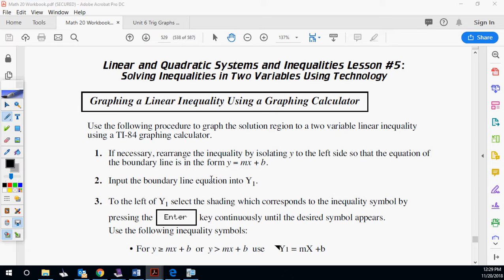Okay. If necessary, rearrange because you want to have it in terms of y equals. So to use the calculator, you have to have y by itself. That's the first thing you've got to know. Have y by itself. Second thing, input the boundary line of the equation into y1. So whatever that line is, put that into y1. Okay, 2x plus 3 or whatever.